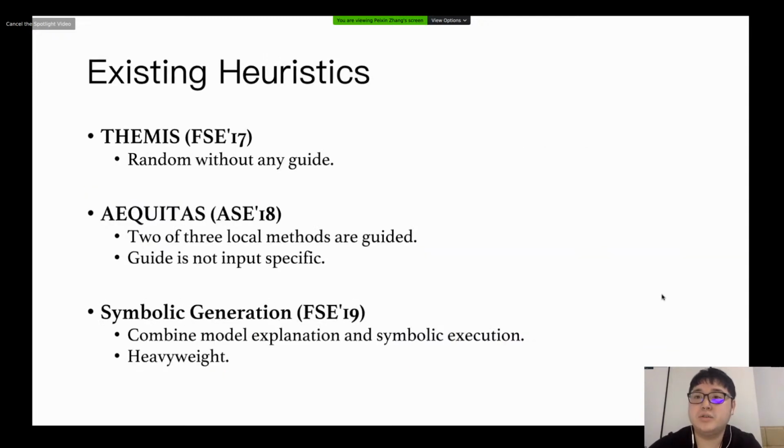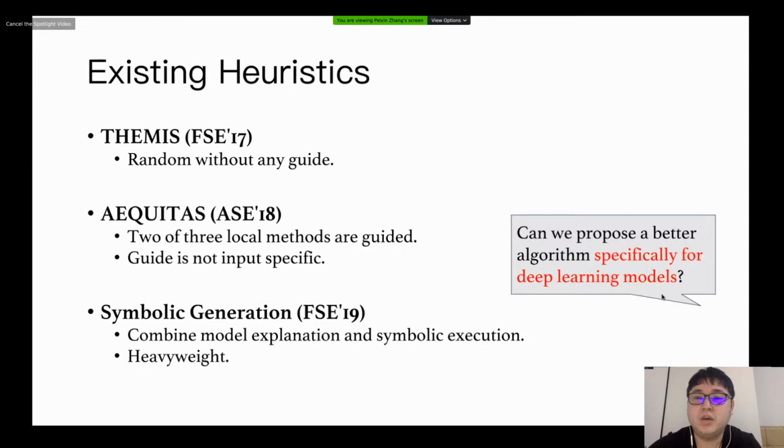There are three existing individual fairness testing methods. They either rely on randomness or combine model explanation and symbolic execution, which limits their effectiveness or efficiency. Besides, although they are suitable for all machine learning algorithms, they perform much worse on deep learning models according to their experiments. Therefore, we try to design a better algorithm specifically for deep learning models.